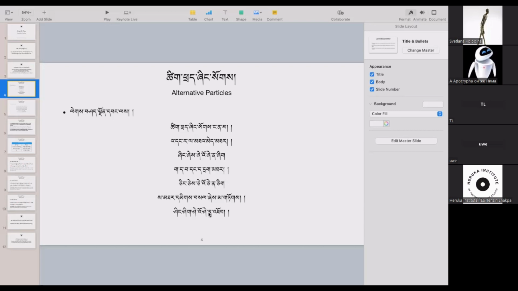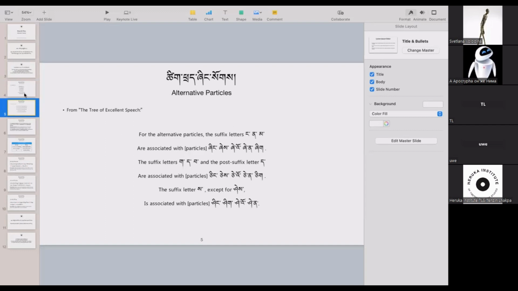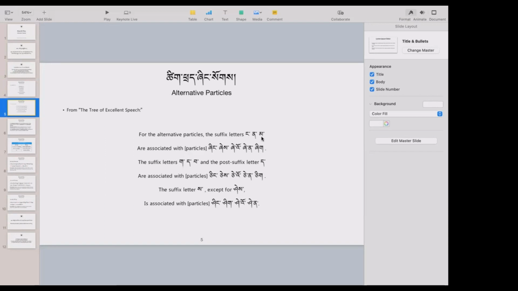the rules pertaining to the association of these particles with words on the basis of suffix letter. So this same verse in English is, for the alternative particles, the suffix letters nga, na, ma. So we know that there are 10 suffix letters. In total, there are 30 consonants in Tibetan, out of which 10 are considered to be suffix letters, 20 are considered to be pure foundation of name letters. And then out of the 10 suffix letters, we get 5 prefix letters and 2 post-suffix letters that we have already discussed. So here we are talking about the suffix letters. The suffix letter is the letter that comes after the foundation of name, when letters are combined to form a name or a word.